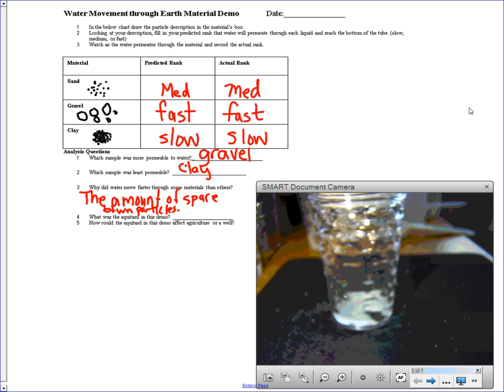The larger the particles, the more or the less space? The more space. The smaller the particles, the less space, which fed off of your homework that you had the other day in answering those questions.